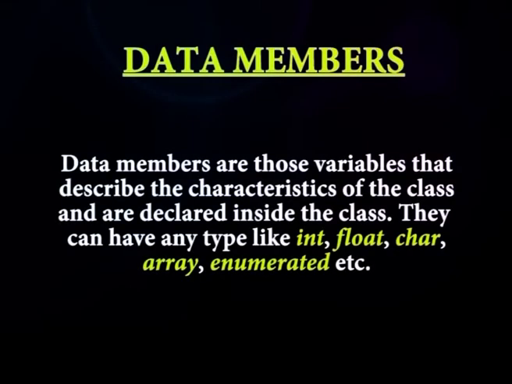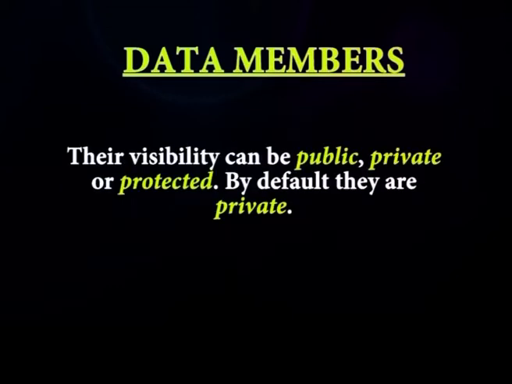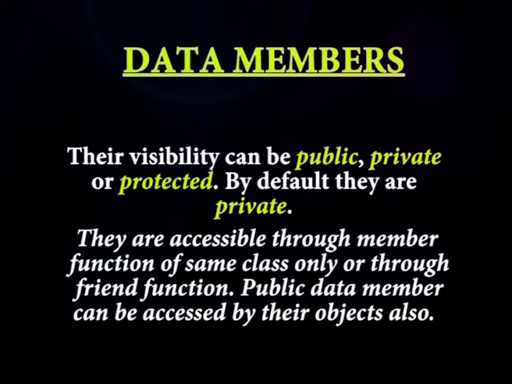Data members are those variables that describe the characteristics of the class and are declared inside the class. They can have any type like int, float, char, array, enumerated, etc. Their visibility can be public, private or protected. By default, they are private. They are accessible through member functions of the same class only or through friend functions. Public data members can be accessed by their objects also.